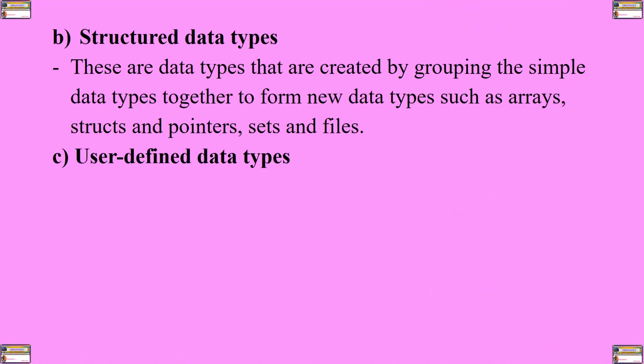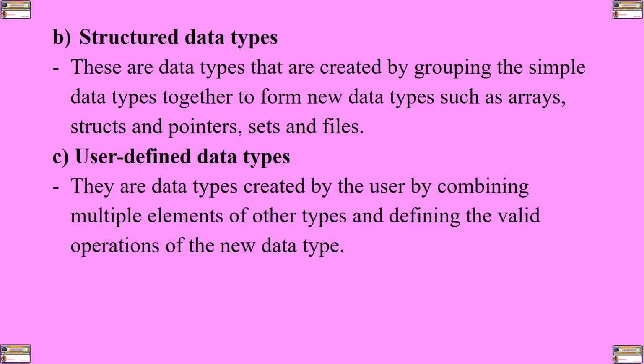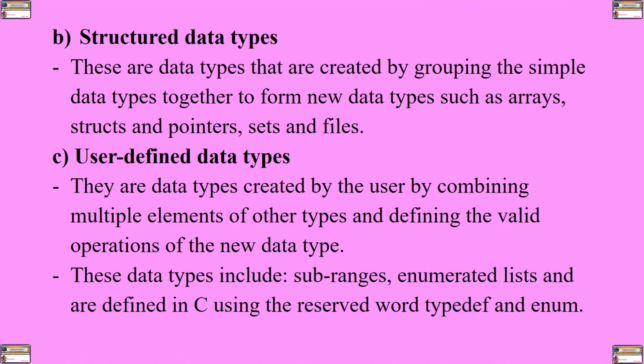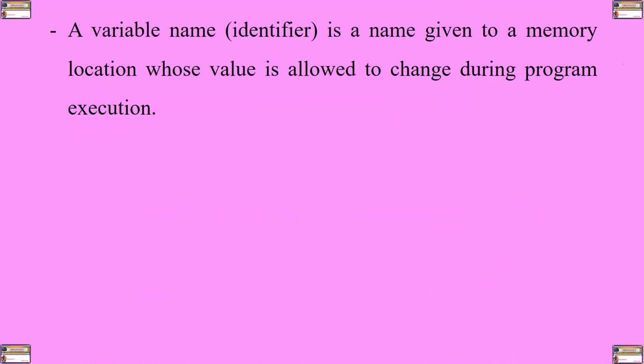The third type of data type is what we call user-defined data types. These are data types created by the user by combining multiple elements of other types and defining the valid operations of the new data type. These data types include subranges and enumerated lists, and are defined in C using the reserved words typedef and enum.